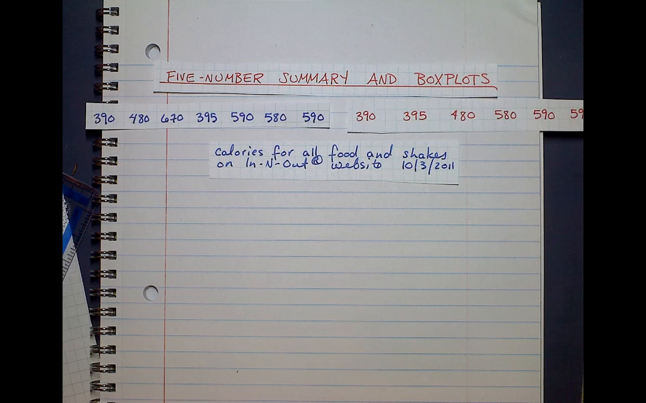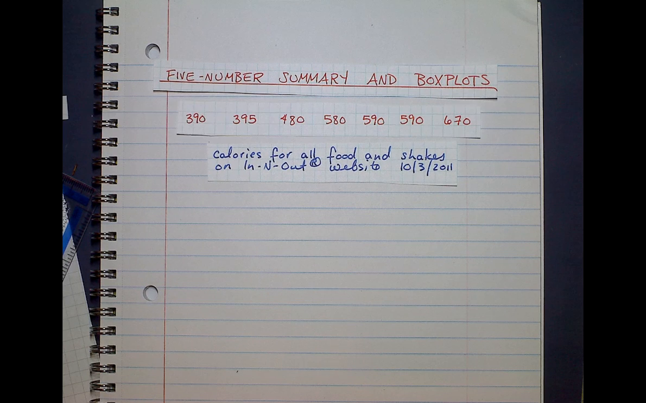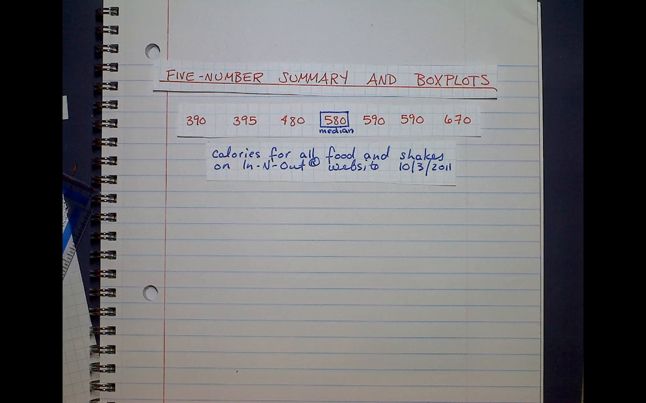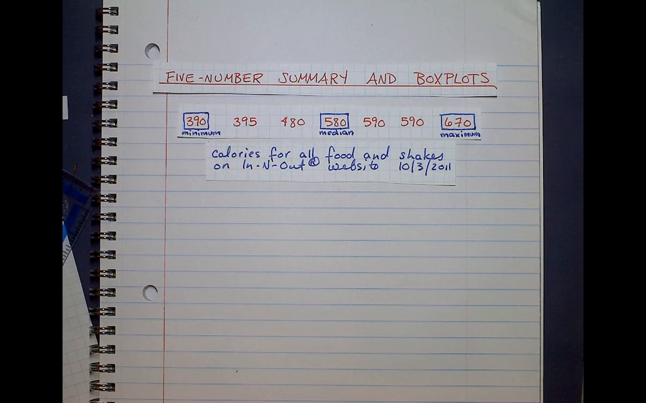First, we're going to reorder these numbers from least to greatest. Next, we're going to find the median value, which is the value in the middle. If you had an even number of data values and there was no middle value, the median is simply the average of the two middlemost values. But here we're lucky. Next, you just find the minimum and the maximum, which are the lowest and highest values.